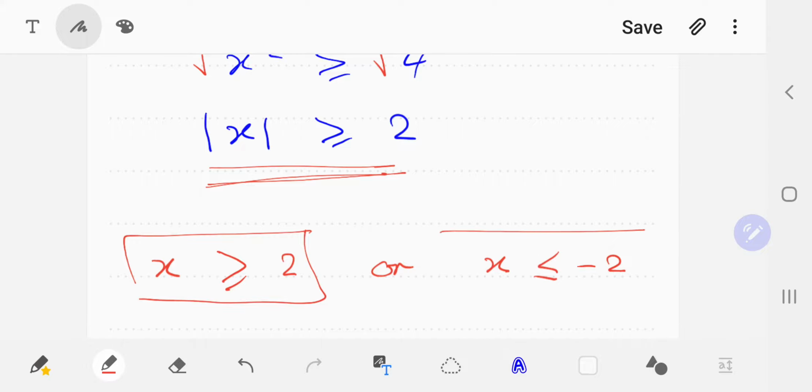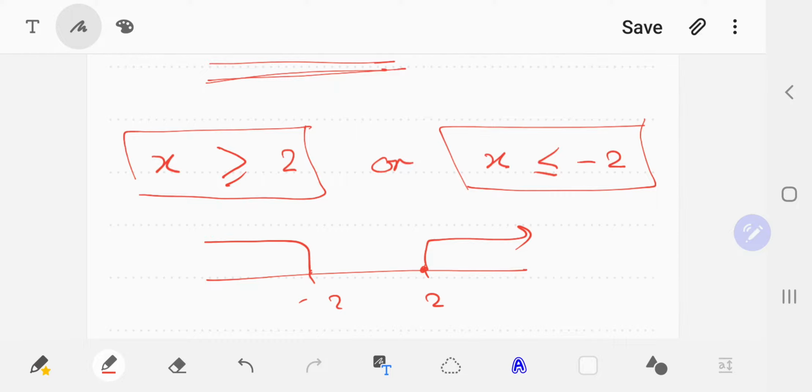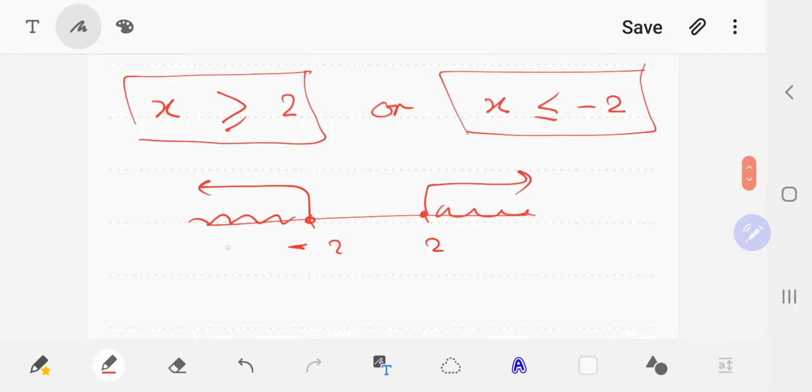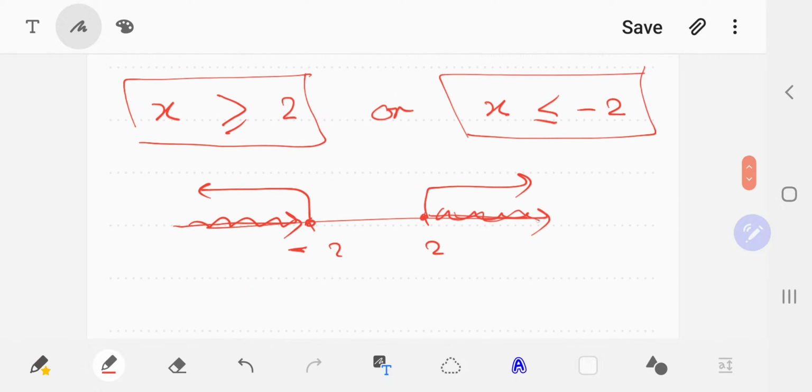This is the solution of the absolute value inequality, which means on the number line x greater than 2, x less than negative 2. So I'm talking about these two intervals. So the solution will be from negative infinity till negative 2 and from 2 till infinity, and you can check that. Let's take negative 3 or 3. Negative 3 squared minus 4, that's positive. 3 squared minus 4, that's also positive. So whatever you choose in these two intervals, the answer will be positive.